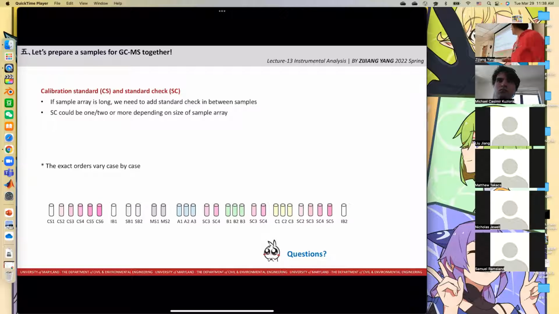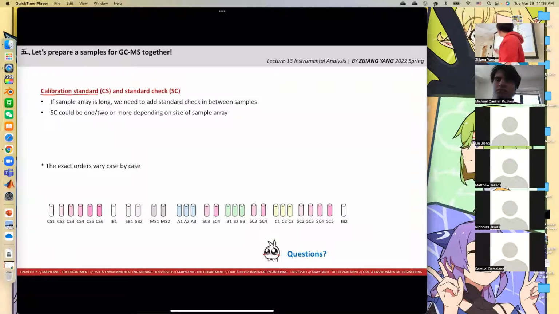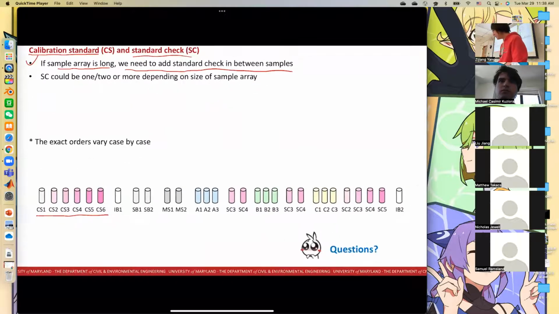But that is the simplified version. In a real experiment, we have a little bit more complicated setups, which is calibration standard that we already know, and we also have the standard check, SC. So if a sample array is very long, then we need to add standard check in between the samples. So this is a standard, like we have 6 calibration standards.